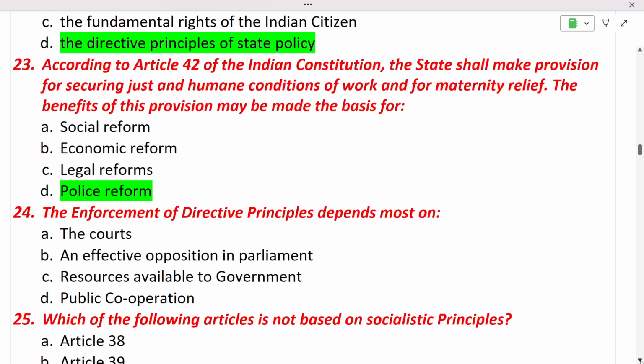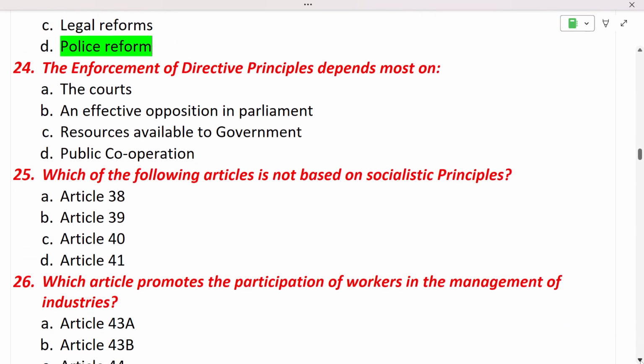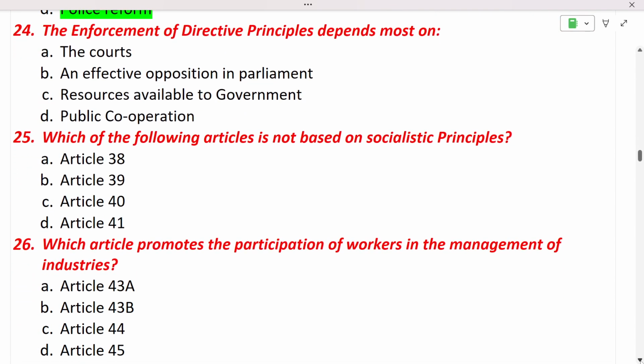Next, we'll move to question number 24. The enforcement of directive principles depends most on: Option A, the courts. Option B, an effective opposition in parliament. Option C, resources available to government. Option D, public cooperation. The answer is C.